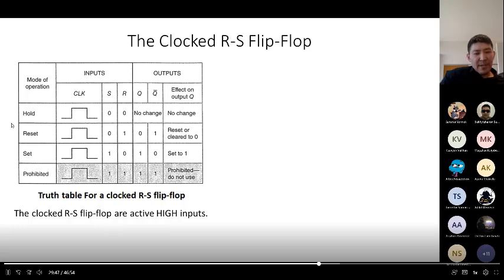So I already mentioned that this type of RS flip-flop has active high inputs, because we don't have any bubbles, and you can see that by applying 1 to the set, the normal output will be 1.